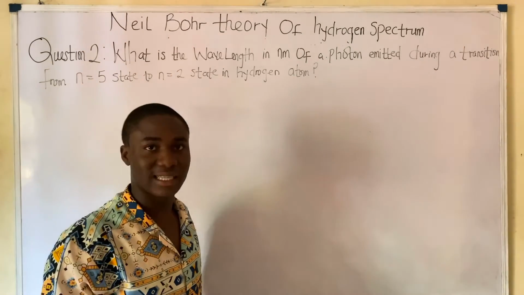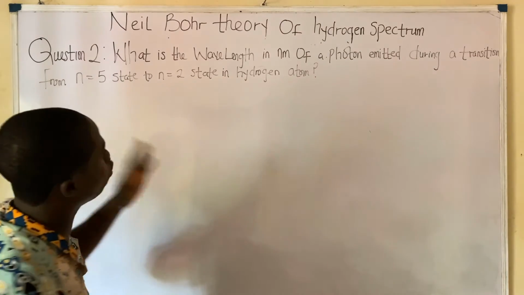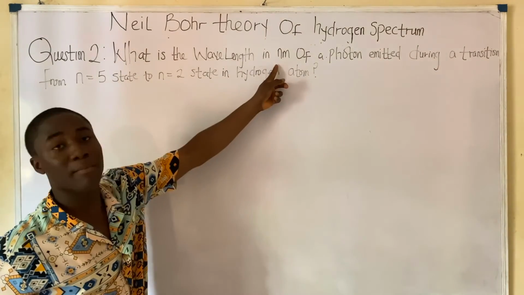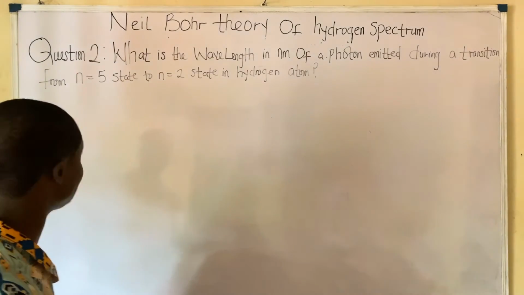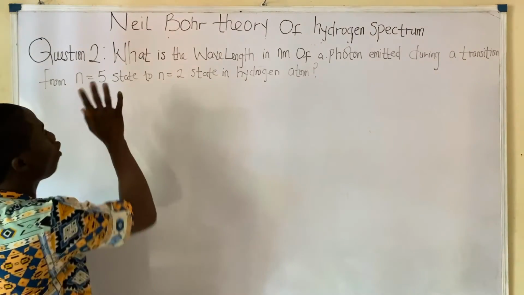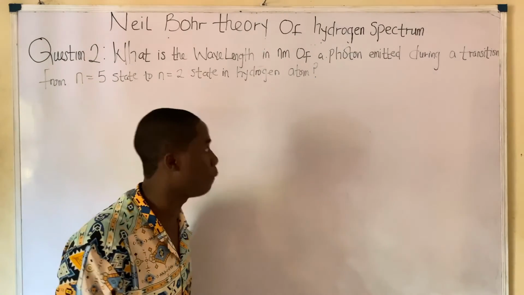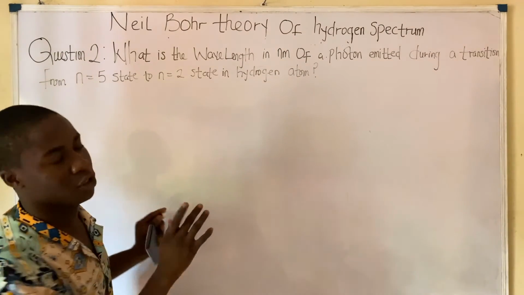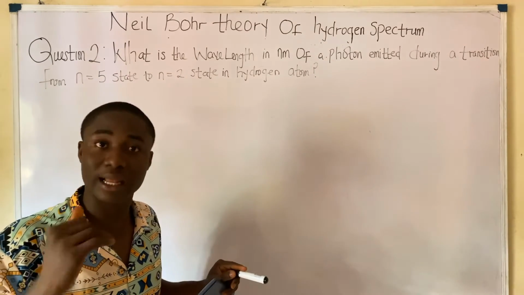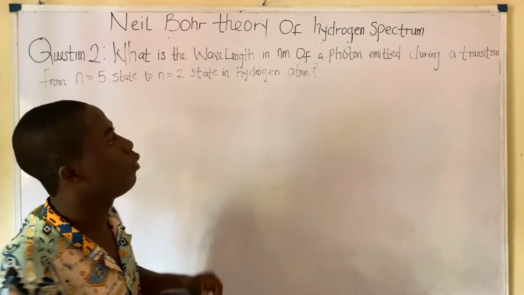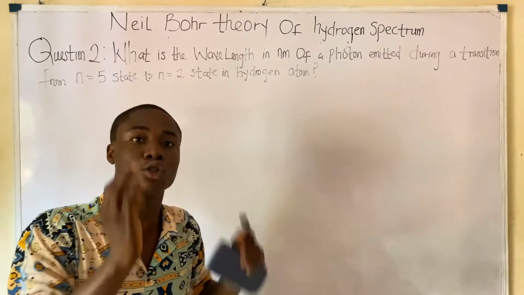Okay guys, let's get into the next practice question, which is question number 2, and it says what is the wavelength in nanometers of a photon emitted during a transition from n equals 5 state to n equals 2 state in hydrogen atom. Now, if you observe this particular question, it's quite different from the one we solved earlier. They're actually the same type of question, but in this particular question, we're given values.